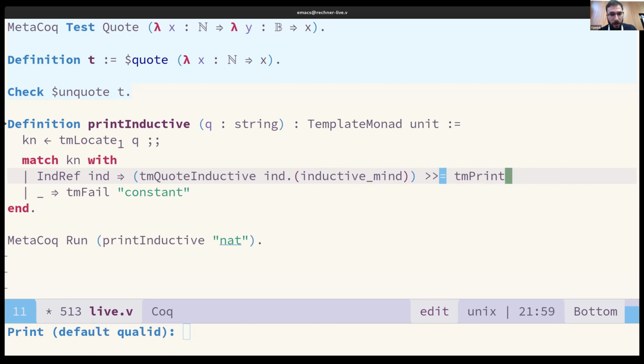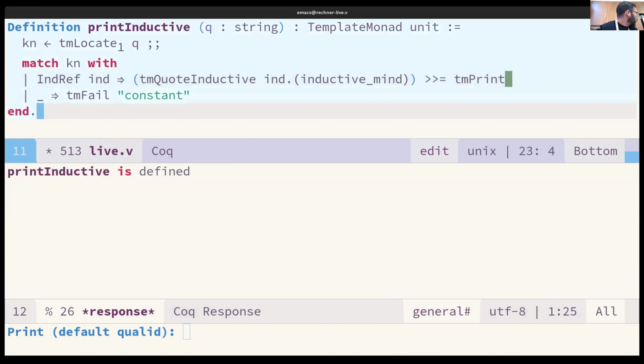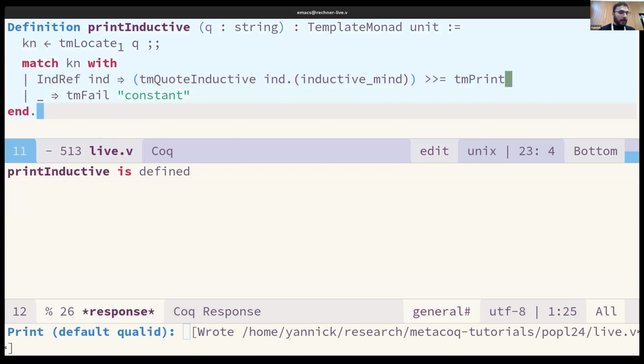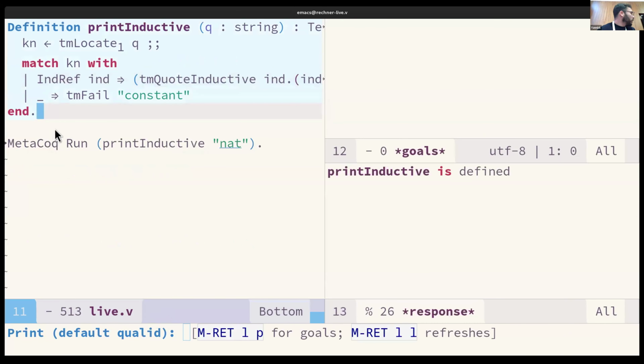So some monadic notation. Again, it doesn't matter horribly much if you cannot remember this, because this is just a little example of what one could do.